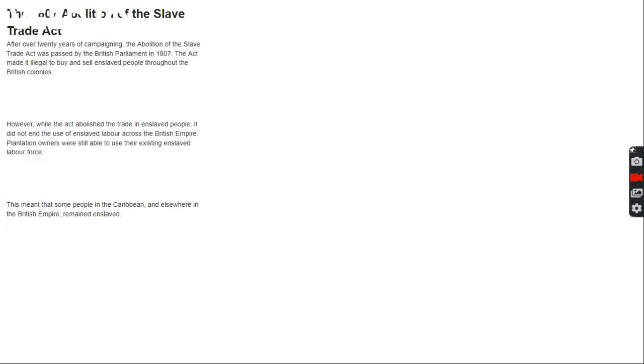The 1807 Abolition of the Slave Trade Act. After over 20 years of campaigning, the Abolition of the Slave Trade Act was passed by the British Parliament in 1807. However, while the act abolished the trade in enslaved people, it did not end the use of enslaved labor across the British Empire. This meant that some people in the Caribbean, and elsewhere in the British Empire, remained enslaved.